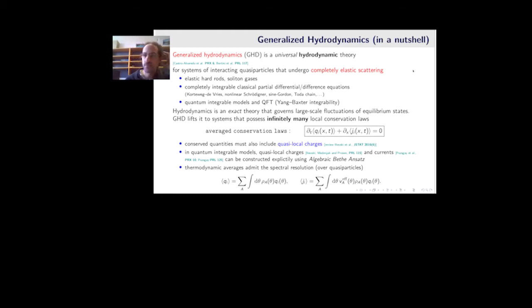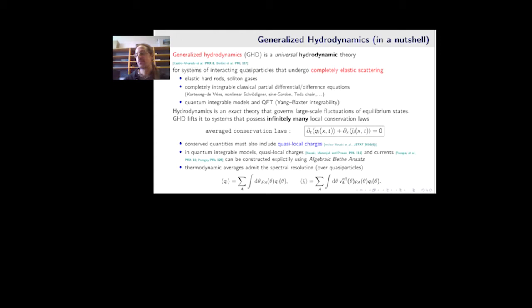So what is generalized hydrodynamics? Very briefly, you can think of it as a universal hydrodynamic theory, which applies for integrable systems, or more generally, it works for any system of interacting quasi-particles that can be described by completely factorizable scattering matrices. In other words, that undergo completely elastic scattering.